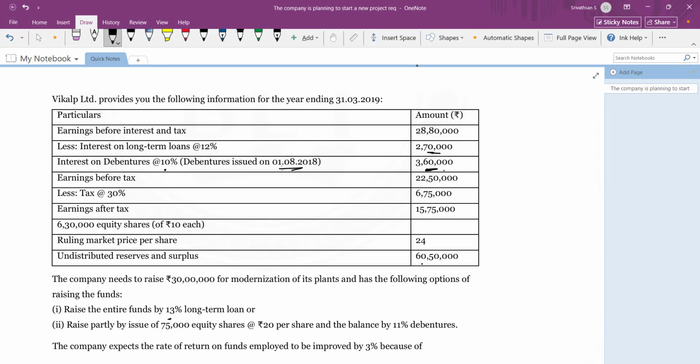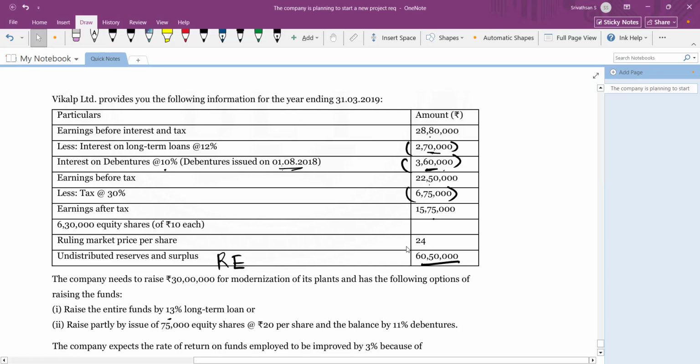Earnings before taxes is 22 lakh 50,000. This is nothing but from EBIT we are subtracting the interest expenses. We will get earnings before tax, and the tax rate is 30%. So when we apply 30% on earnings before tax, we will get tax expense of 6 lakh 75,000 and earnings after taxes of 15 lakh 75,000. Number of outstanding equity shares is 6 lakh 30,000 and the current market price is rupees 24 per share. Undistributed reserves and surpluses are 60 lakh 50,000. This is nothing but the amount of retained earnings.